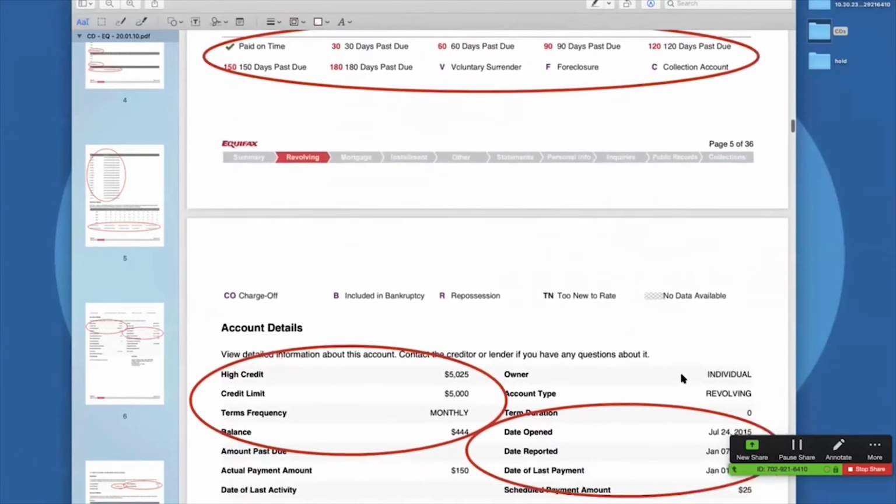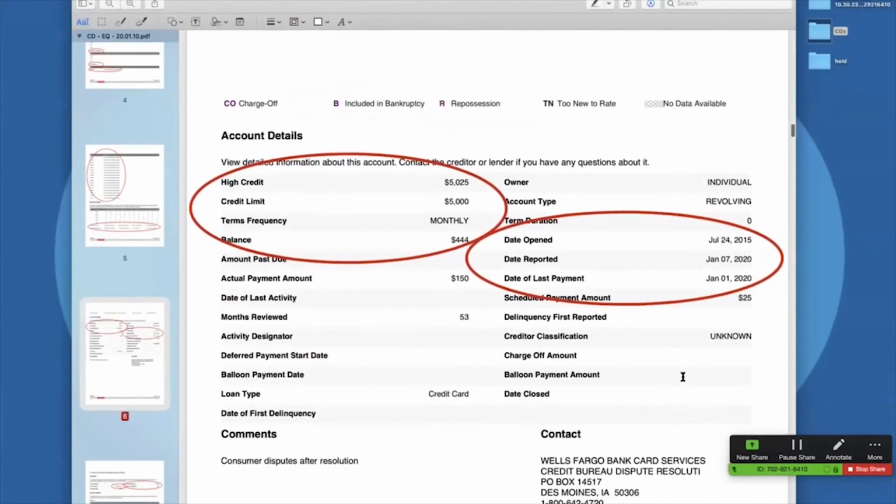So let's continue. Now it goes to the next page, actually goes through the account details. So notice, here's the summary: high credit limit, 5,025 credit limit. So we know we're upside down here. This is not good. The current balance, as reported when this credit report was pulled, was 444. The actual payment amount is $150 for this particular Wells Fargo credit card. Here's what's interesting. Date opened July 24th, but date reported January 7th.